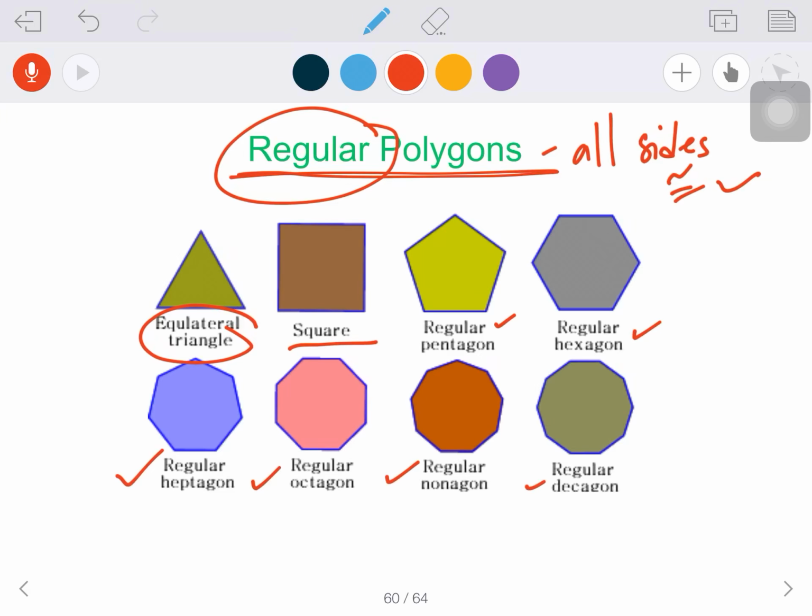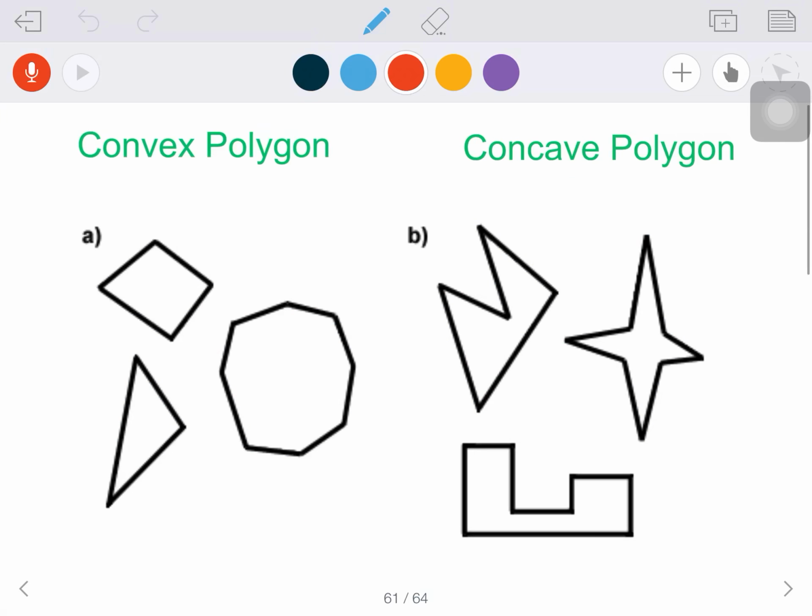So for the rest, if for example it's more than 10 sides, we base it on the notation n-gon. So if it's 11 sides, which is a regular polygon, we call it 11-gon, 12-gon, 13-gon, and so on and so forth. Now, going back to what I said earlier, a polygon could have sides that are pointing inwards, and those polygons are called concave polygon.